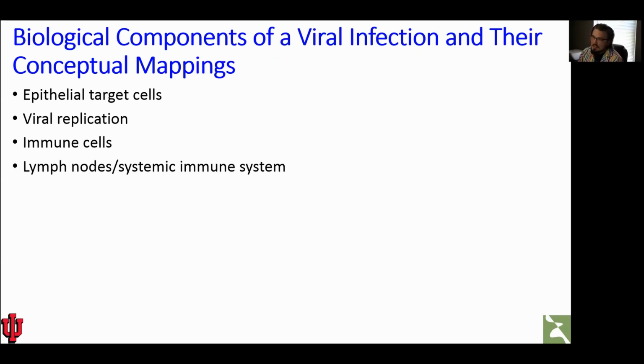And so from this, we can make this fairly short list of the biological components that we're particularly interested in, and mapping those onto model objects, mathematical objects, and so on and so forth. And these are the levels that we're interested in: epithelial target cells, viral replication inside target cells, immune cells that are doing actual, say, cytotoxic killing and scavenging, and then a systemic immune response that's associated with more systems-level faraway lymph nodes.